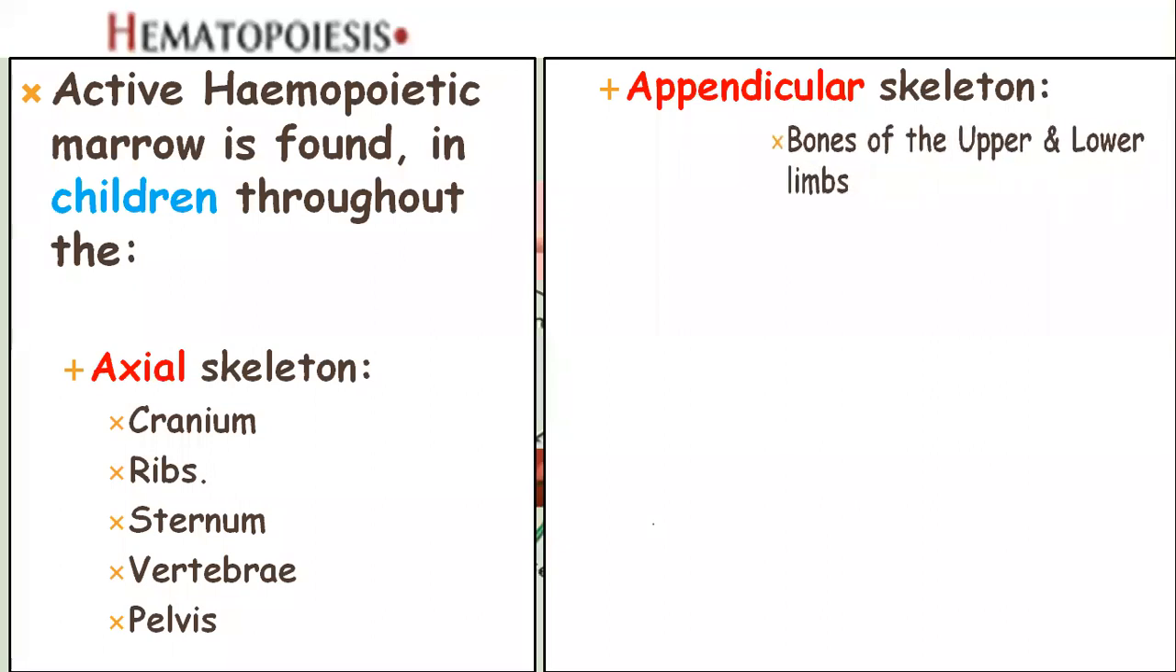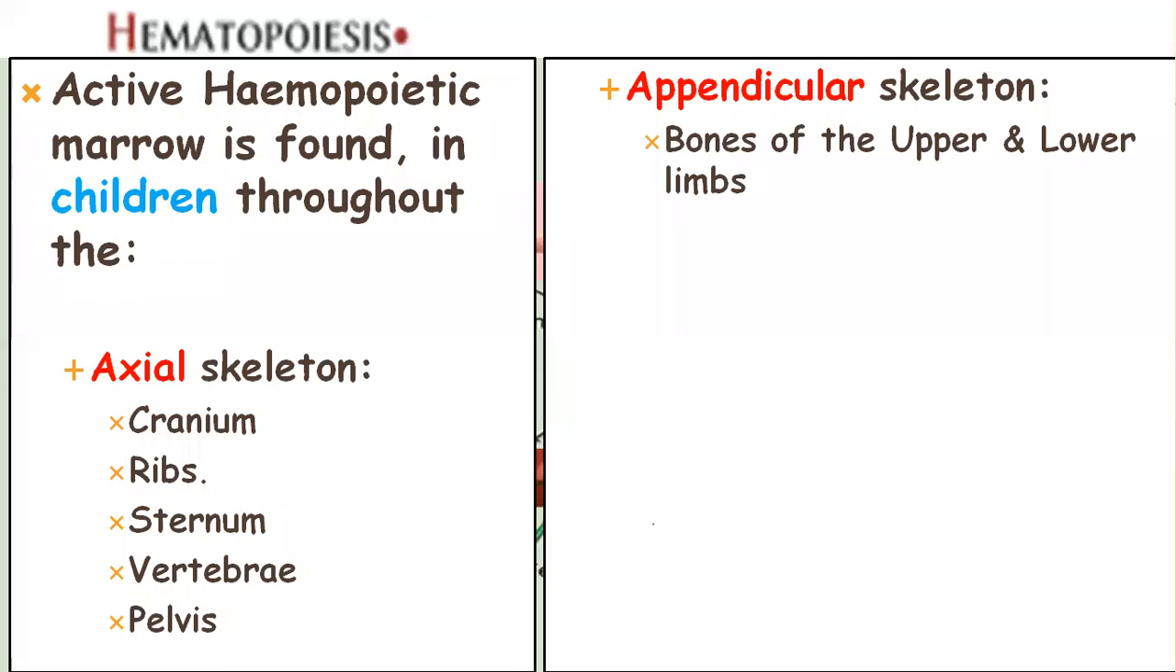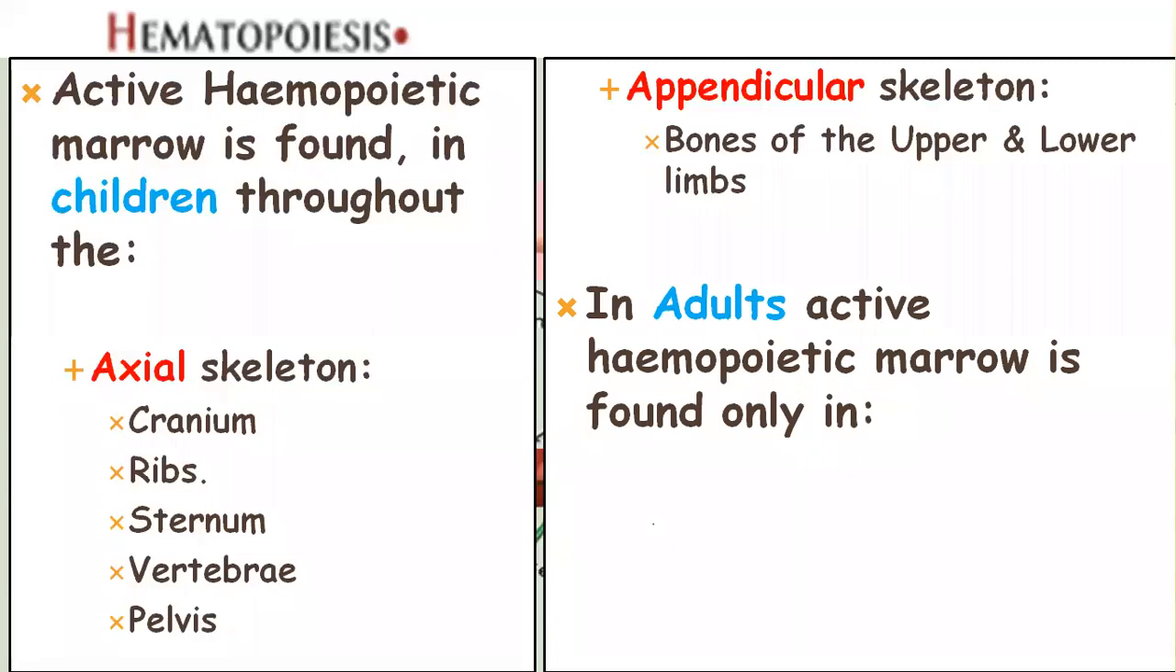So the appendicular skeleton, you're talking of long bones. So you have bones of upper and lower limbs that are involved in production of blood cells. So here, the entire long bone is involved in production. But in adults, there's a difference here.